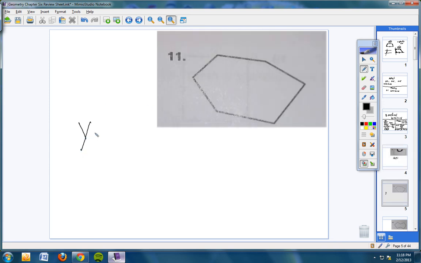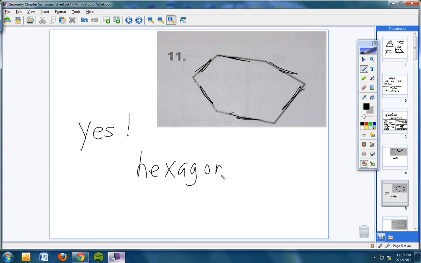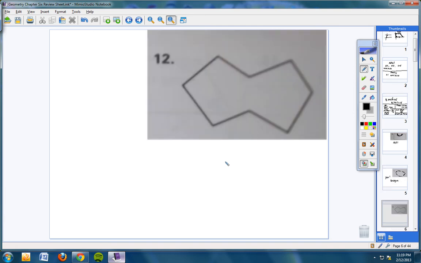All right, number 11. Yeah, sure, definitely. It's a polygon. No problem with that. Let's see what kind it is. It has one side here, 1, 2, 3, 4, 5, 6. 6 sides. So what do we call a 6-sided polygon? That's right, we call it a hexagon. Hexagon. All right. Okay, continuing on, number 12.